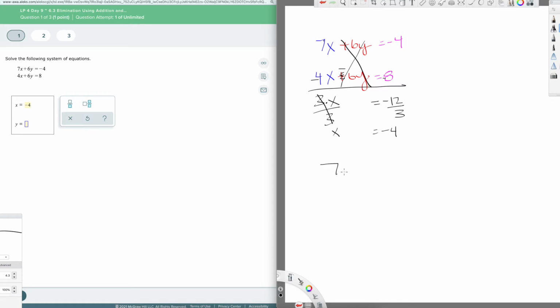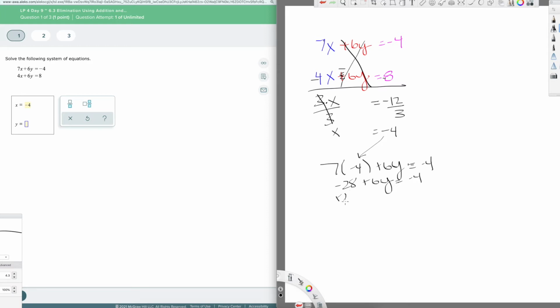So I have 7 times -4, that's x. I'm just plugging it in here. Plus 6y equals -4. So we're plugging this back in because I need to know, what does y equal? I don't know what that is. That's what I want to go through and plug this in for. So I get -28. 7 times -4 is -28. Plus 6y equals -4.